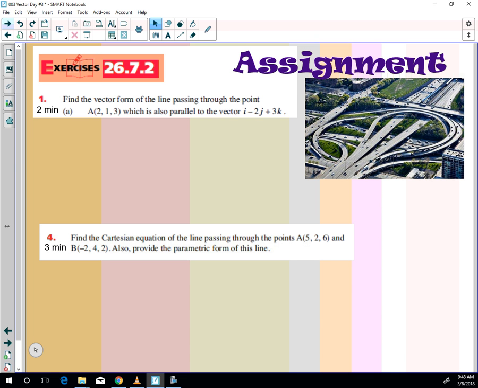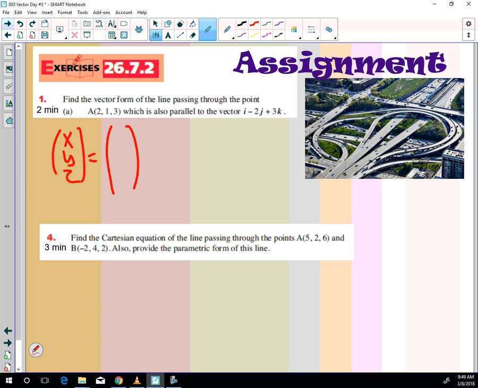For tomorrow, you're getting into some reading situations, very similar to what you'll be doing with the IB test. Find the vector form of the line passing through this point and this vector. I bet you're going to do great with that. You're going to go x, y, z is equal to, what's the point? I always like saying that. Plus lambda, what's the direction? 1, negative 2, 3. Done. There you go. And they just wanted you to know the vector form or the column vector form. You could do other forms as well.